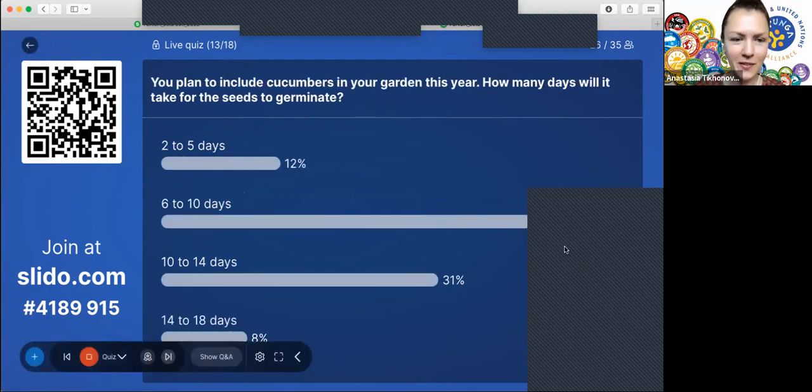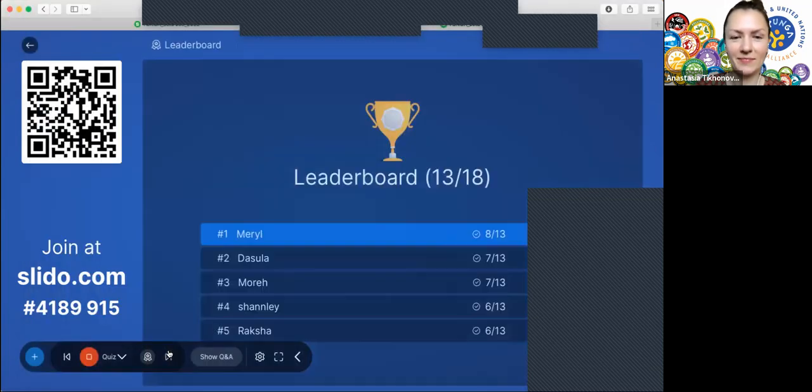Okay, the majority of you think it's 6 to 10 days, and you are right. So cucumbers will germinate in about 6 to 10 days in warm and moist soil. Meryl is keeping her first place. Again, others, come on, compete. You're almost beating Meryl. Will she be able to keep her first place or not?